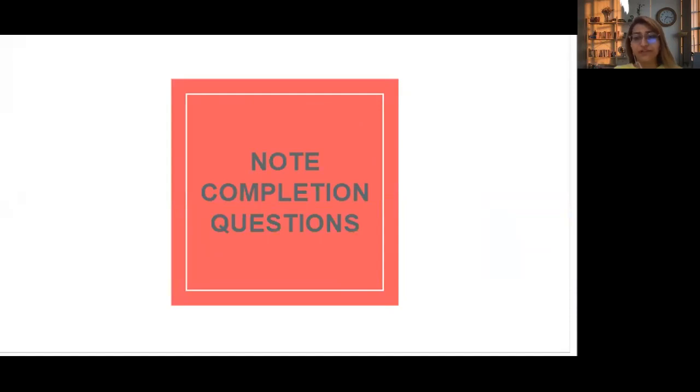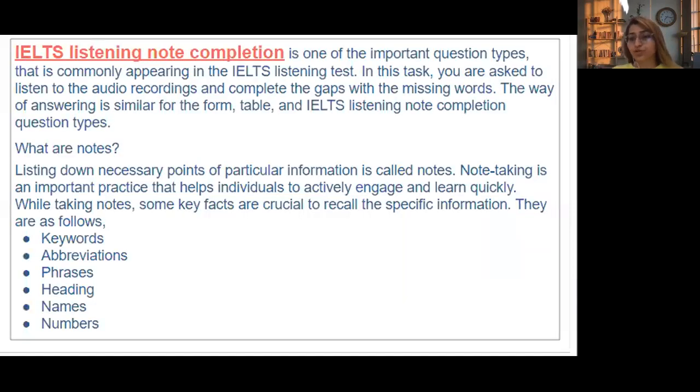Completion tasks are of variety. We have note completion, form completion, table completion, summary completion, right? So let's look at what is note completion. Note completion is one of the most important question types, and it usually appears in the test. In this task, you will listen to the audio recordings and complete the gaps with the missing words. The way of answering is similar to form, table, and note completion question types. They are all similar.